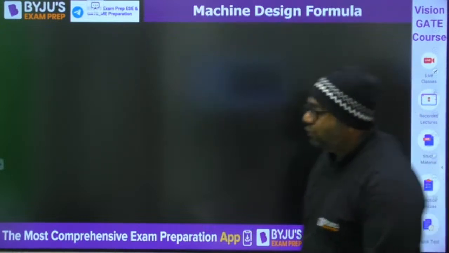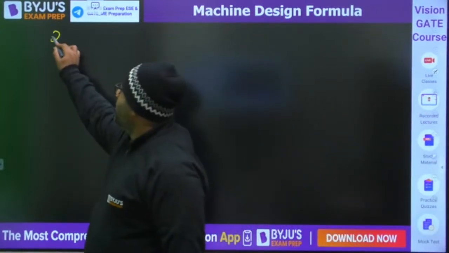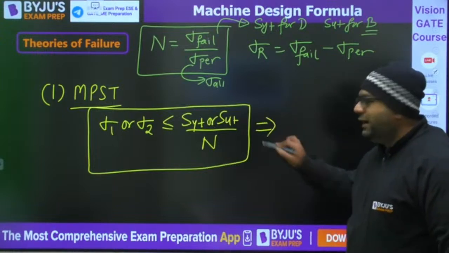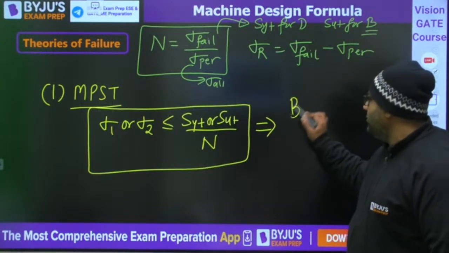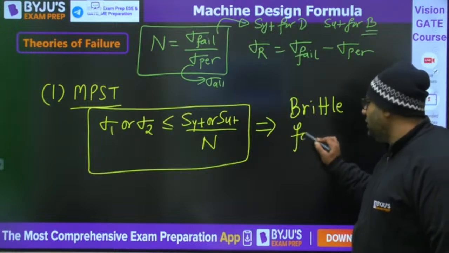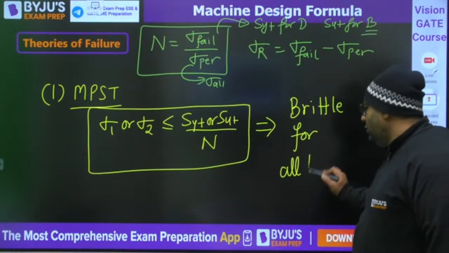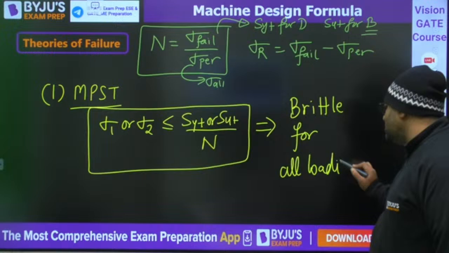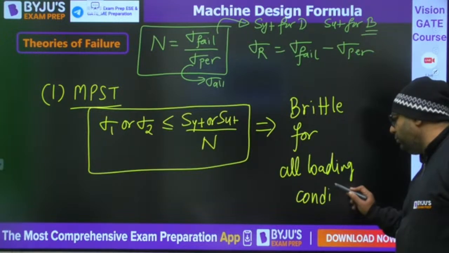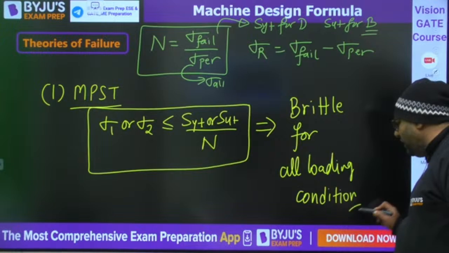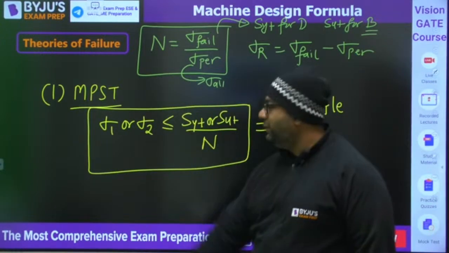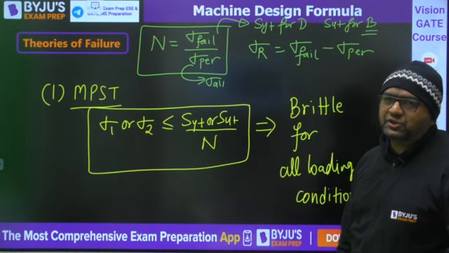Then my dear, before we go to the second theory, you need to know where it is applicable. It is applicable for brittle materials, for all the loading conditions. The best part about this session is whatever I am writing on the slides, you would be getting this PDF, and this will help you in formula revision very nicely. Okay, so this is the formula for maximum principal stress theory.